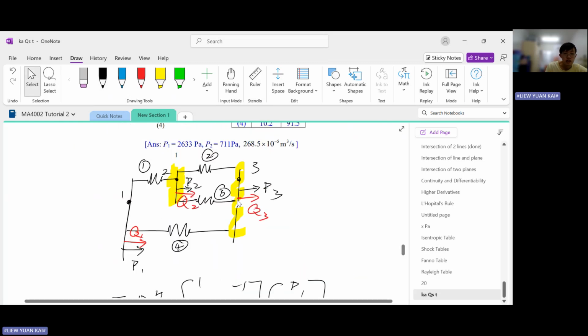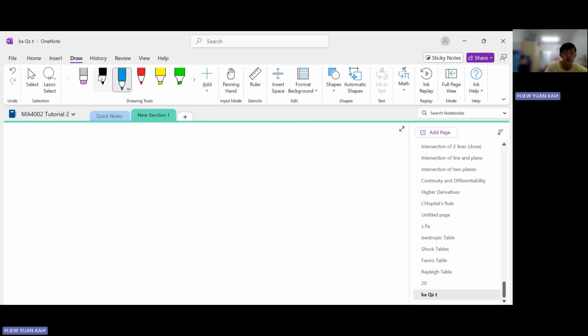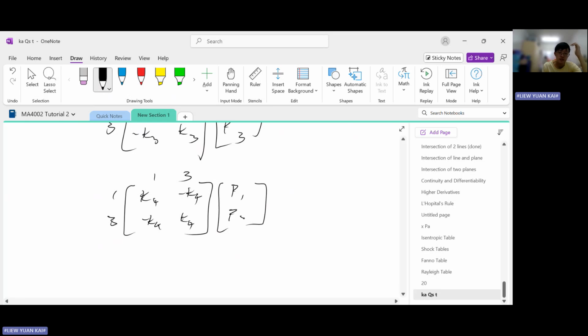And lastly, we have element 4. Element 4 is connected to node 1 and node 3. So when you write out its element equilibrium equation, the headings will be 1 and 3, 1 and 3, K4 minus K4 minus K4, K4. Then here will be the pressure nodes, so P1, P3.